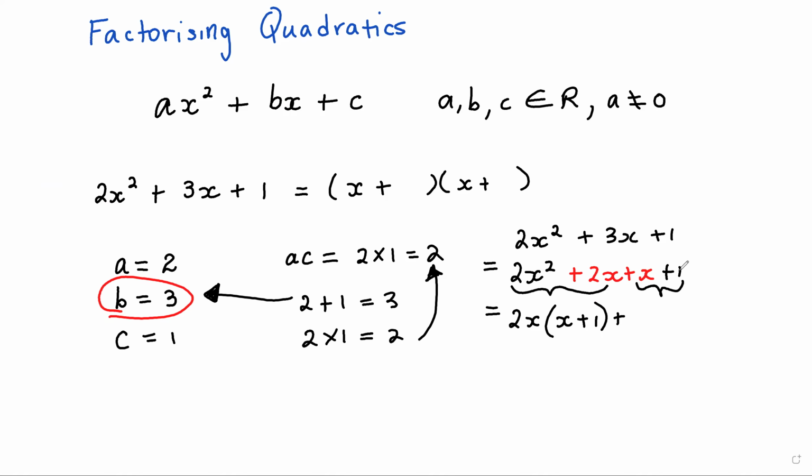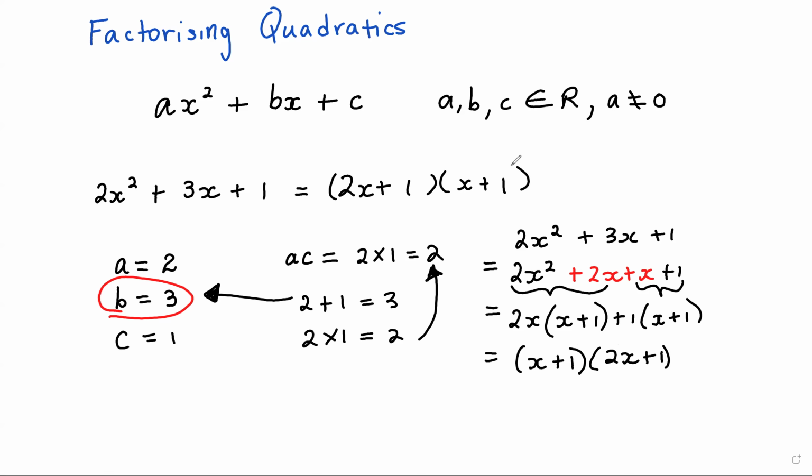Now, x and 1 have no common factors other than 1. So you put 1 here on the outside. 1 into x is x, and 1 into 1 is 1. We have our repeated factor, so we go ahead and we write that x plus 1 by 2x plus 1. So actually, in my brackets, I'll have 2x plus 1 and x plus 1. So those are the steps to factorize your quadratic expression.